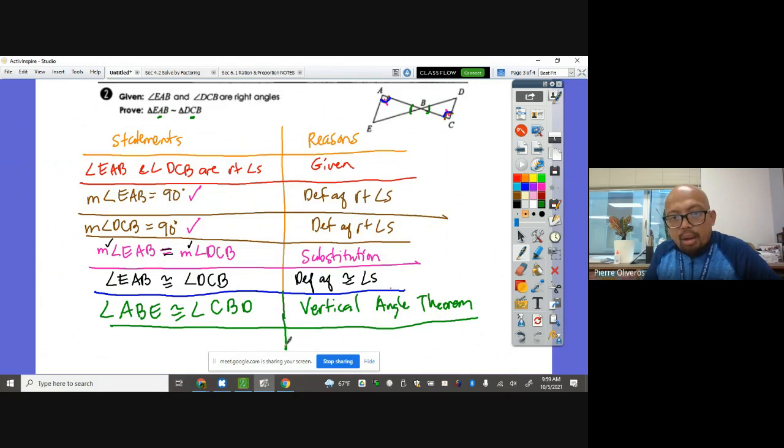Now we have proved that these two angles are congruent, and these two 90s are congruent. Is that enough for us to say that triangle EAB is congruent with triangle, no, not congruent, I'm wrong, similar. Triangle EAB is similar to triangle DCB? Yes, using AA similarity.